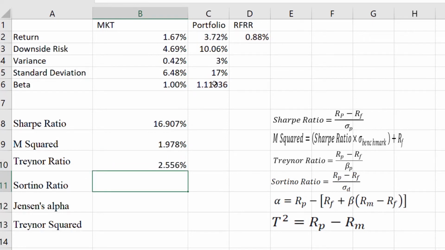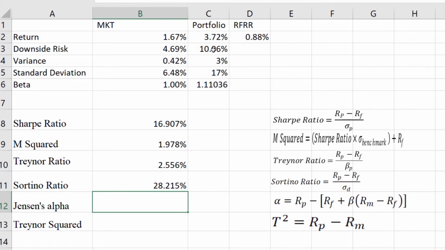The next ratio is Sortino ratio, and Sortino ratio is equal to return on the portfolio minus risk-free rate of return divided by downside deviation of the portfolio. So return on the portfolio minus risk-free rate of return divided by the downside risk that we have already computed.